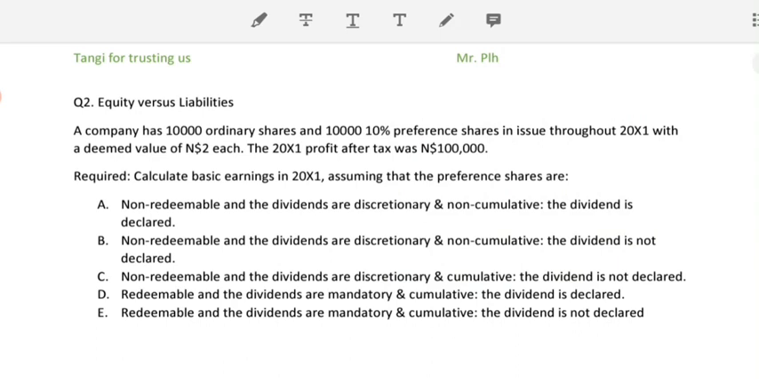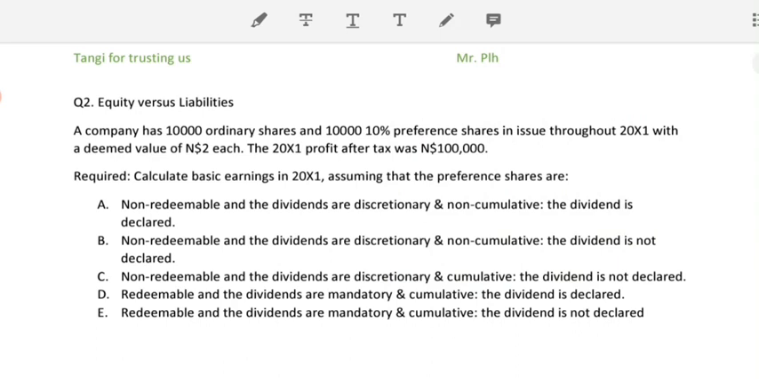All right, next we are moving on with equity versus liability. Let's say a company has 10,000 ordinary shares and 10% preference shares in issue throughout 2021 with a deemed value of $2 each, and the 2021 profit after tax was 100,000. The required is to calculate the basic earnings in 2021, assuming that the preference shares are, in A, non-redeemable, and dividends are discretionary and non-cumulative.